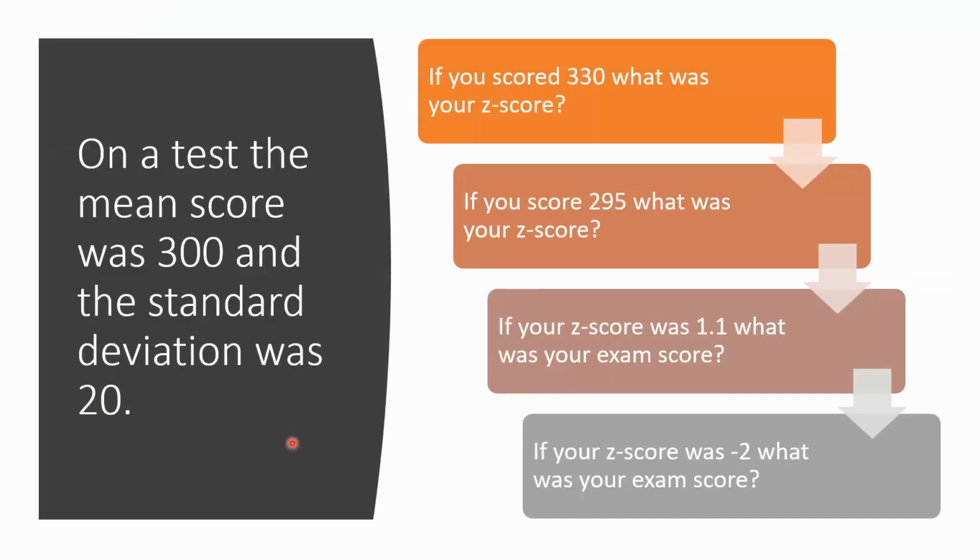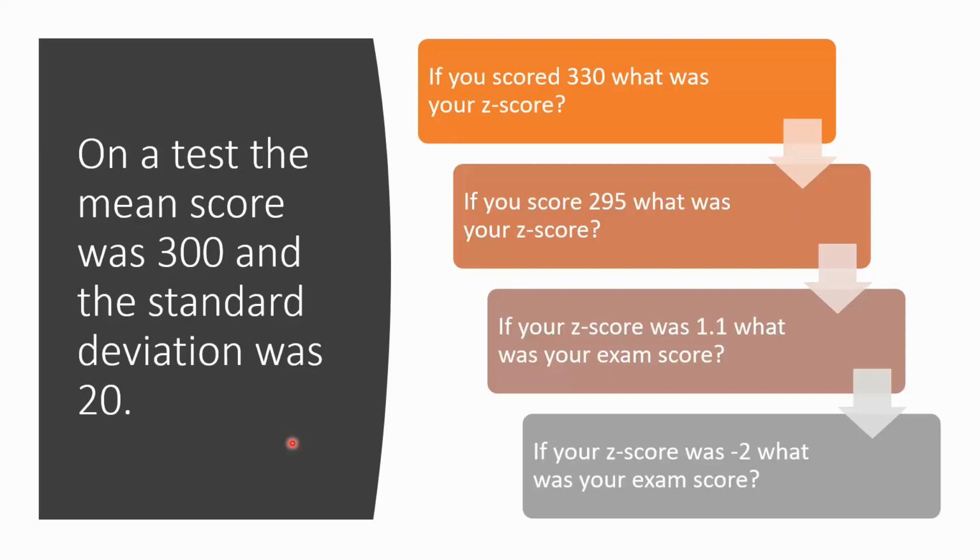An important idea for us is going to be z-scores. So on a test, the mean score was 300 and the standard deviation was 20. And we've got these 4 questions. If you scored 330, what was your z-score? Let's just take them one at a time. So if you scored 330, what was your z-score?